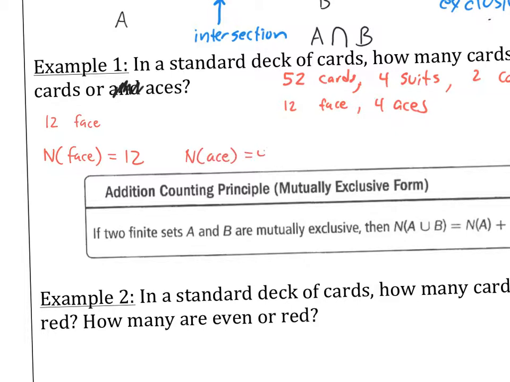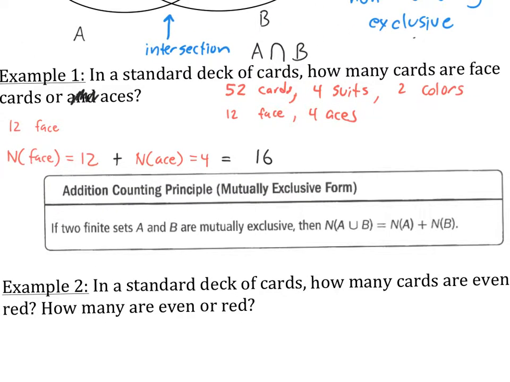We have exactly 4. So because these are mutually exclusive, I cannot pick a card that is both a face and an ace. So the only way for this to work is we add these together, and the answer is 16. And the way we can write that is that we have 16, the number of ace or face. Can we just do that?